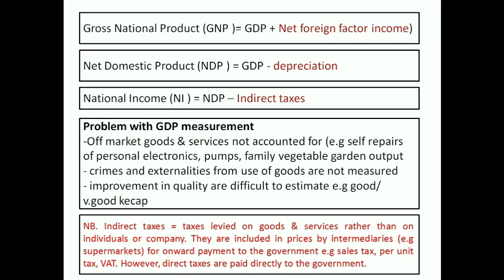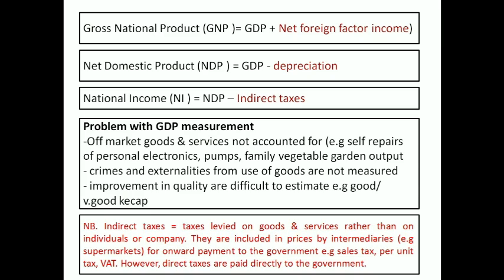The problem with GDP measurement is that, one, off-market goods and services are not accounted for. This can be in form of self-repairs of personal electronics or household pumps. Then output from the family vegetable gardens may not be accounted for in GDP, except they are sold in the market.